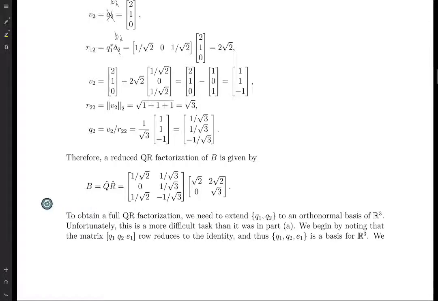So if we want to do a full QR factorization, we need to take Q1 and Q2 and extend it to an orthonormal basis of R3. And unfortunately, in this case, it's not as easy. Maybe if you're really good at this stuff, you can just eyeball this and know what to do, but I don't see any obvious way to do that. So we do Gram-Schmidt orthogonalization, like the one that you would do in basic linear algebra classes in order to find orthonormal bases. We actually do that here.